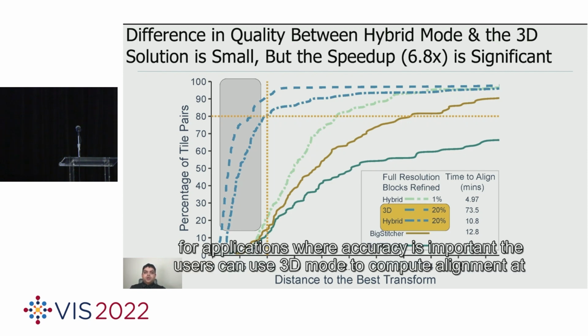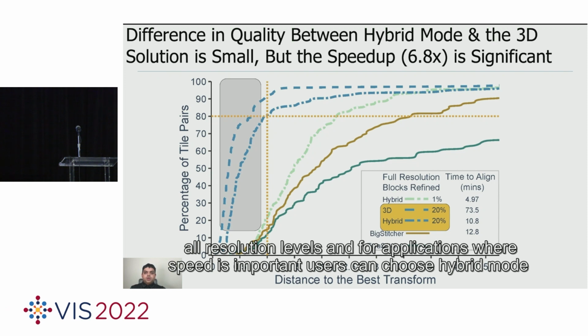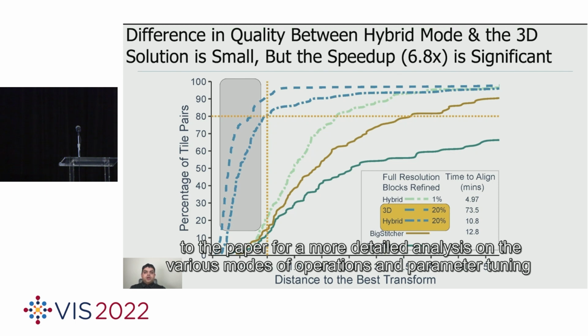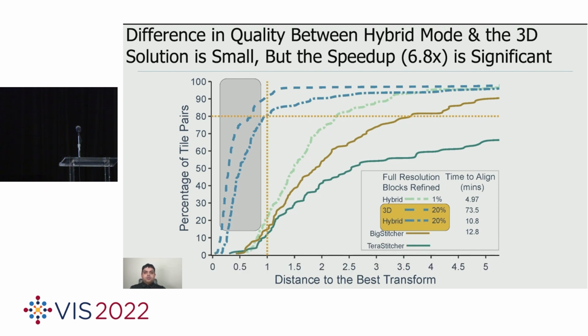For applications where accuracy is important, the users can use 3D mode to compute alignments at all resolution levels. And for applications where speed is important, users can choose hybrid mode and optionally skip resolution levels during the refinement to further improve the speed. We refer to the paper for a more detailed analysis on the various modes of operations and parameter tuning.